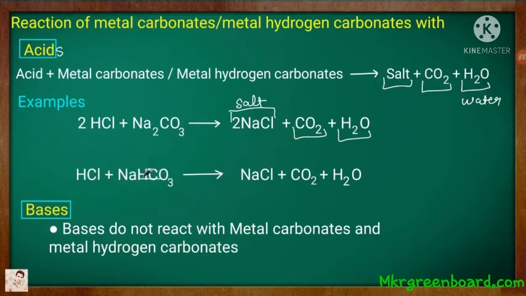When HCl reacts with NaHCO3, it forms NaCl salt plus carbon dioxide gas is liberated and water is formed. These are the reactions of metal carbonates with acid. Now, bases do not react with metal carbonates and metal hydrogen carbonates.